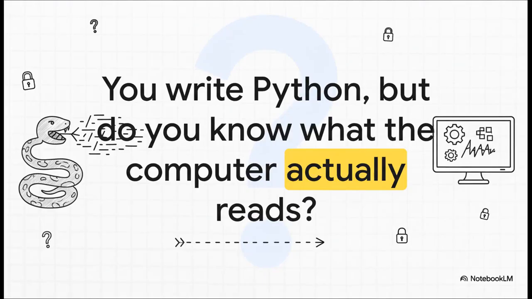Right, so you might just assume that your Python code runs exactly as you wrote it, one line after the other. But the truth is there's this middleman, a hidden language that's translating your commands. And honestly, understanding this language is the real key to unlocking better performance, debugging way smarter, and just getting a much deeper appreciation for how Python works.